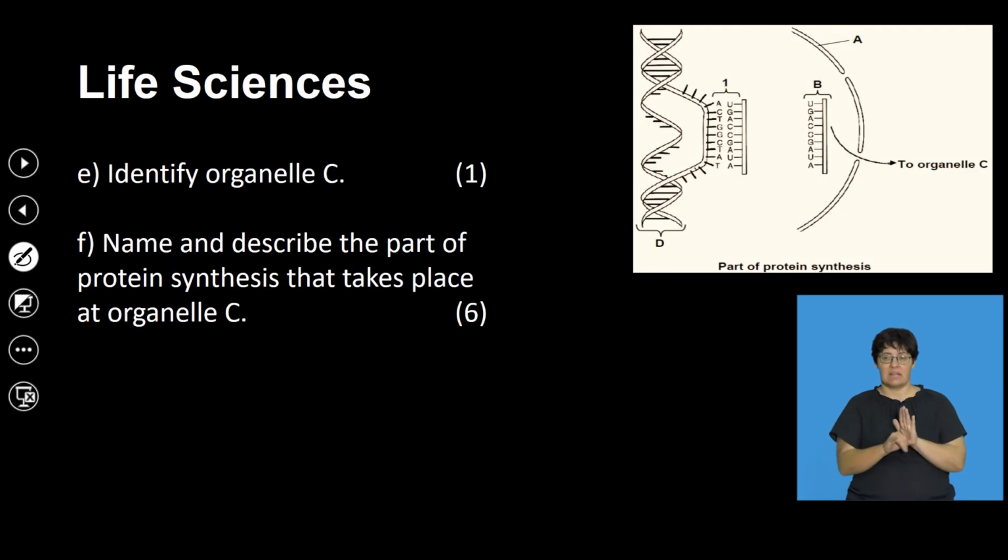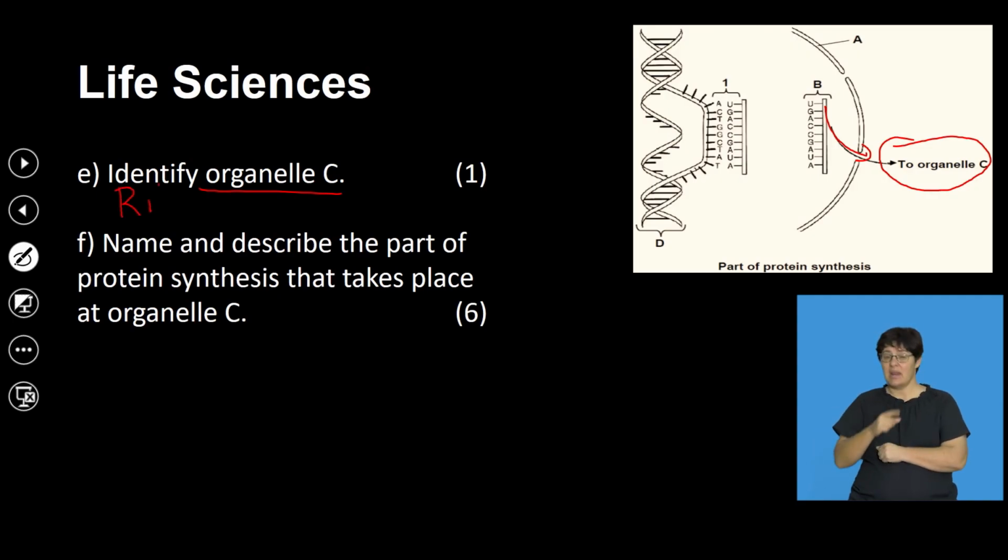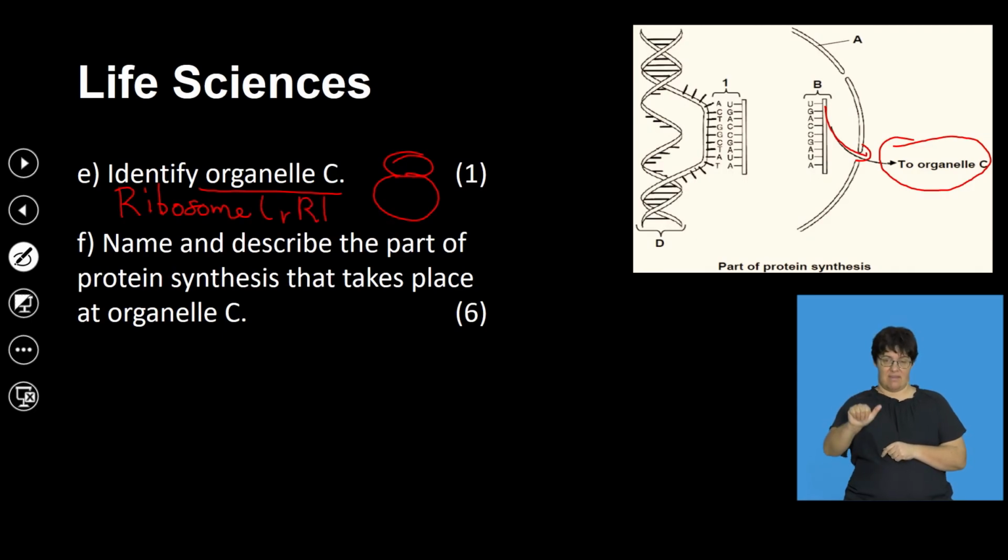We've got to now identify organelle C, and if we go to this diagram, we can see that the mRNA is leaving the nucleus, and the instruction indicates that it's moving to organelle C. Guys, organelle C is where protein synthesis takes place, and if you recollect, it's called the ribosome, and it's often indicated by a structure having 2 subunits. It's also called rRNA, which is one of the 3 types of RNA molecules. So it occurs in the ribosome.